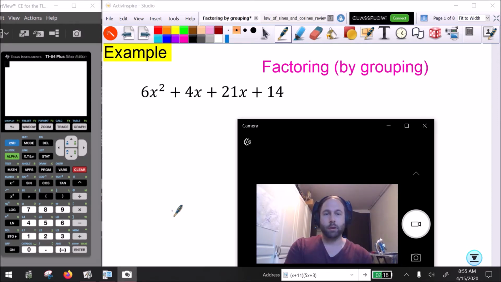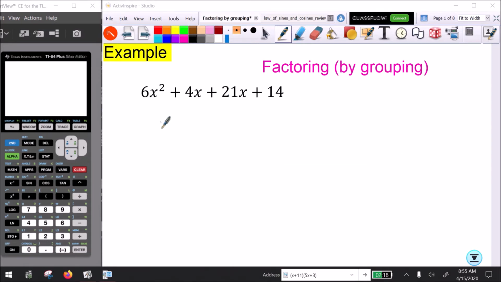And I'm going to close my camera app now, so the rest of this is just going to be you looking at my screen and me doing some problems. But hopefully this will work very similar to what we did in class. Let's get started with a review problem, factoring by grouping.